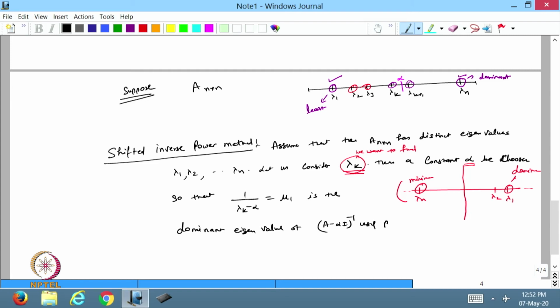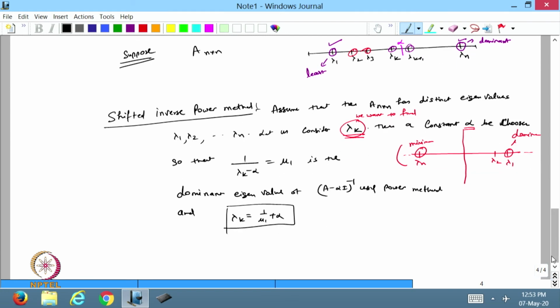using the power method, and then lambda k can be written as 1 over mu 1 plus alpha. So, this will be my lambda k. I can find the lambda k from here, right. So, that is the shifted inverse power method.